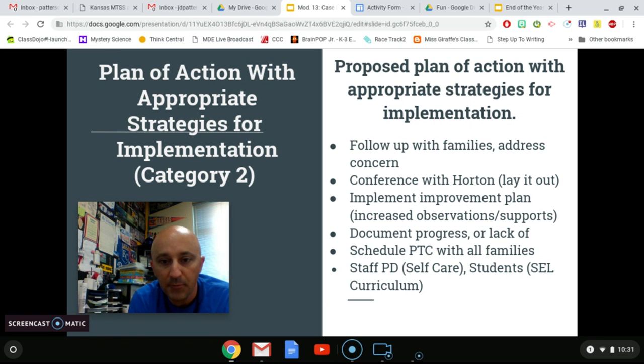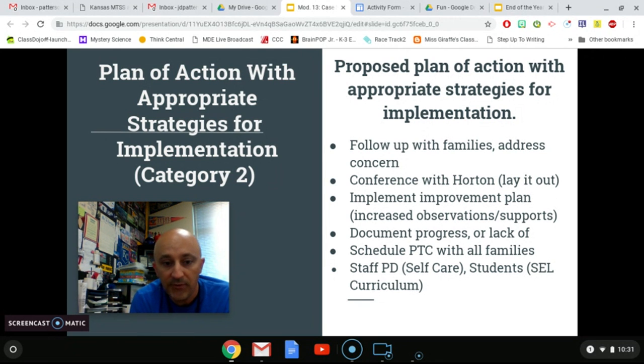And then I said implement some improvement plan for Mrs. Horton, which would include increased observations, walkthroughs, and then also support in her room, some extra para support. Documenting the progress or lack thereof. That way, if we do end up going down the road of due process with her, we have that information. Scheduling parent-teacher conferences with all the families, getting that communication going back again with families and letting them know how their students are doing in class and trying to rebuild that.